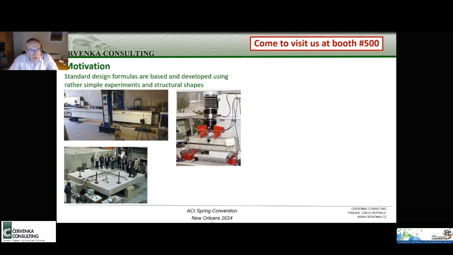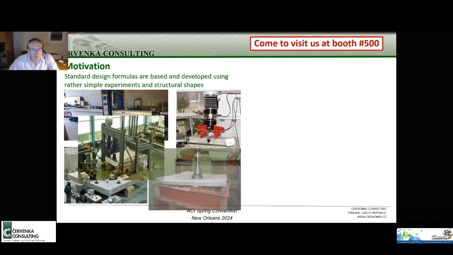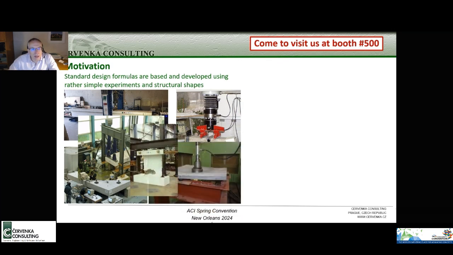So what is the motivation for our work? It comes from practical problems that we often encounter in practice when dealing with reinforced concrete structures. We all know that all of our knowledge and formulas that we use in design are based on experiments. Often they are empirical formulas, and these are laboratory experiments which are typically small sizes and also with limited geometry configurations, like beams, typically slabs, or walls or plates.